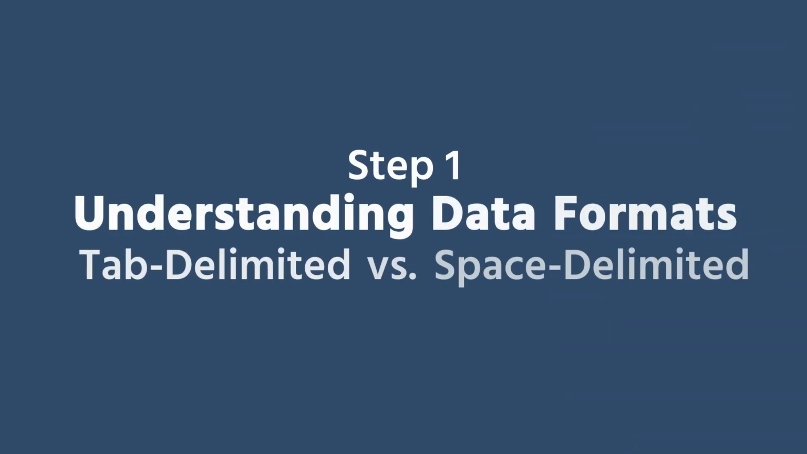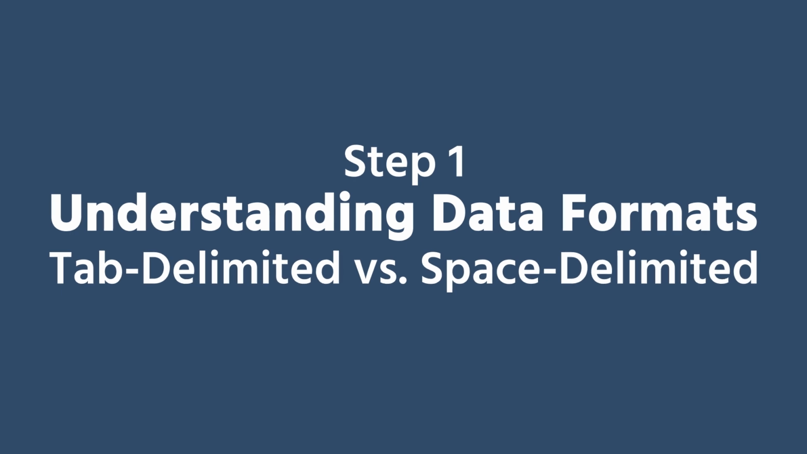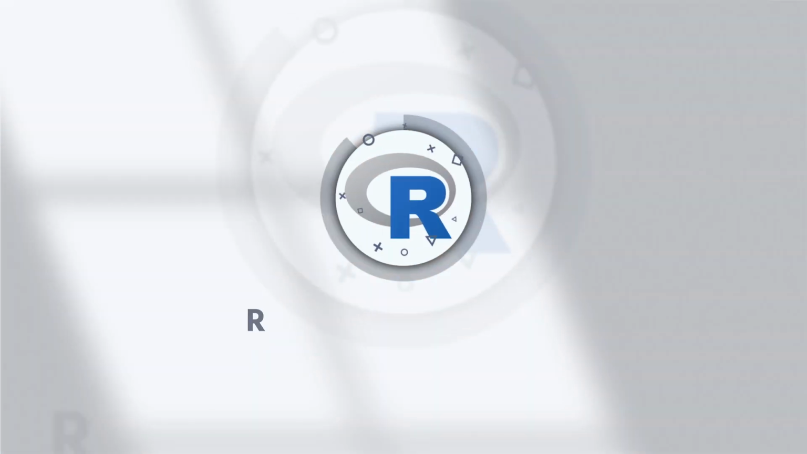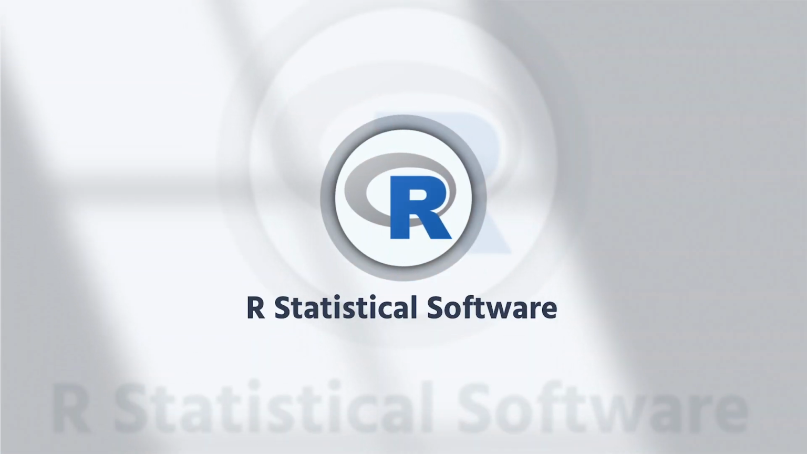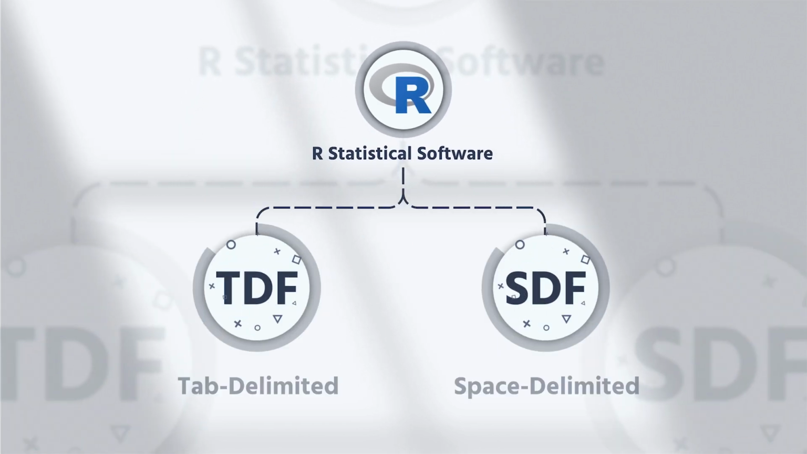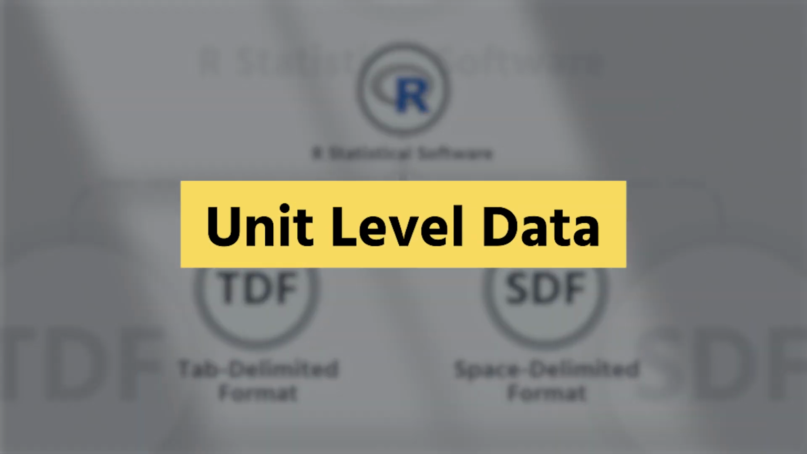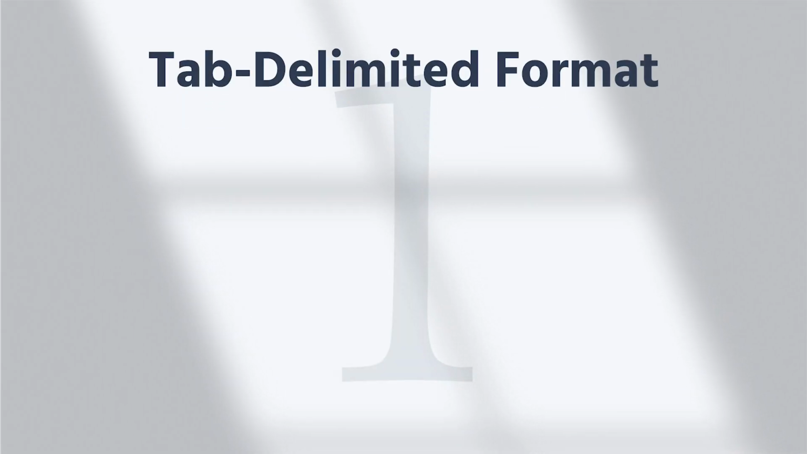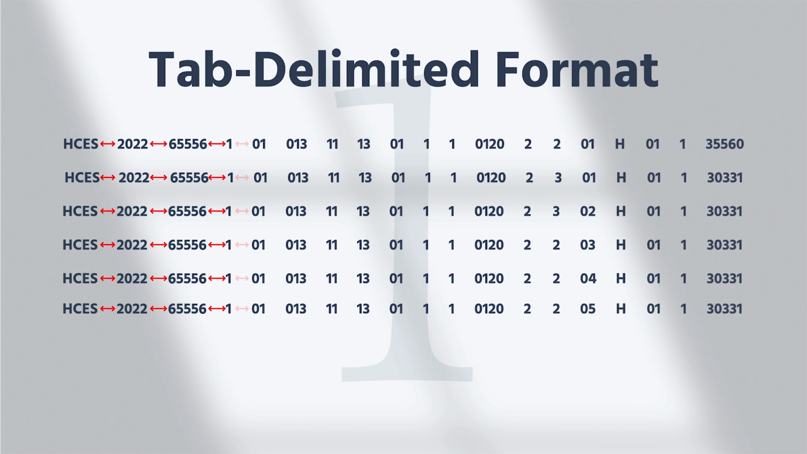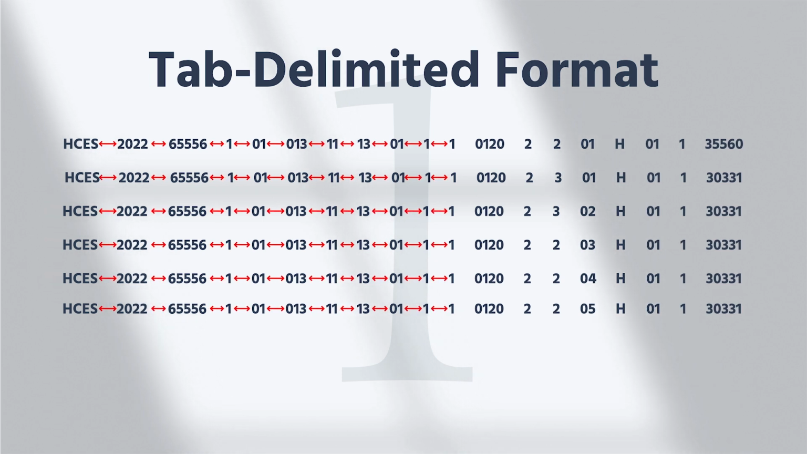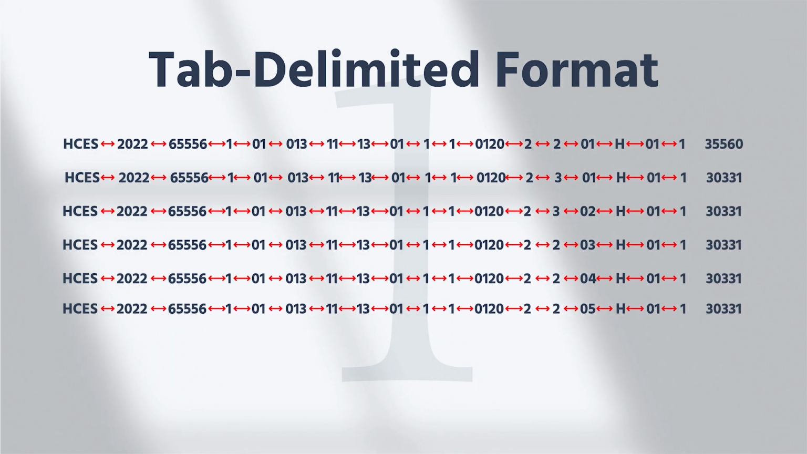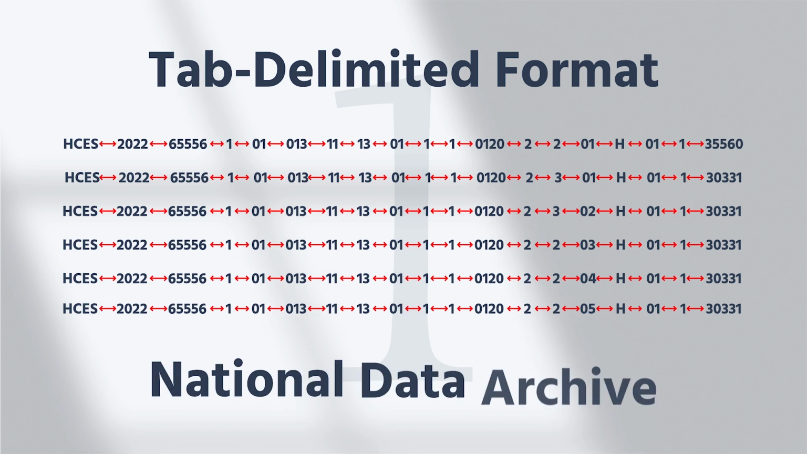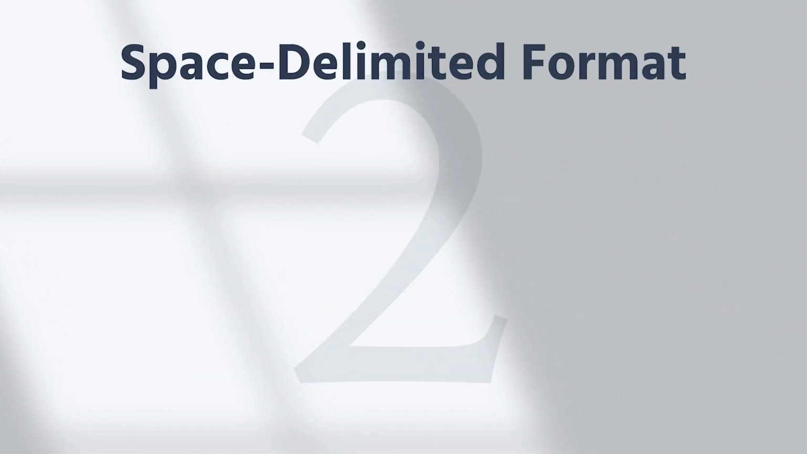Step 1. Understanding data formats, tab delimited versus space delimited. Before working with R, it is essential to understand the two primary formats for text data in which unit-level data is generally stored. 1. Tab delimited format (TDF). Each variable is separated by a tab. This format is easier to read and can be obtained when data is saved through Nesstar Explorer from the National Data Archive. 2. Space delimited format (SDF).